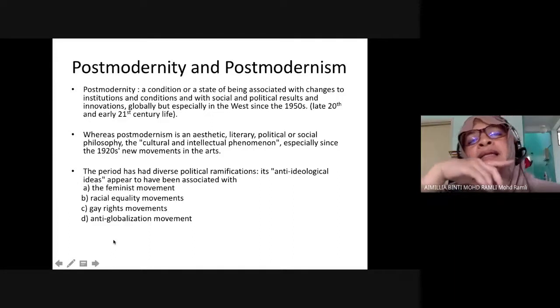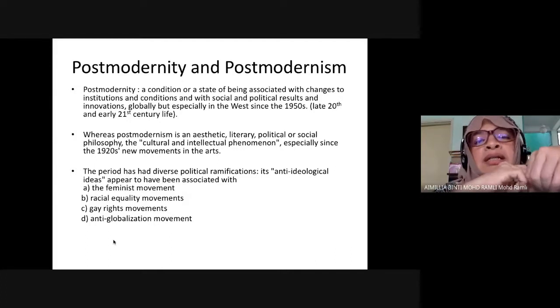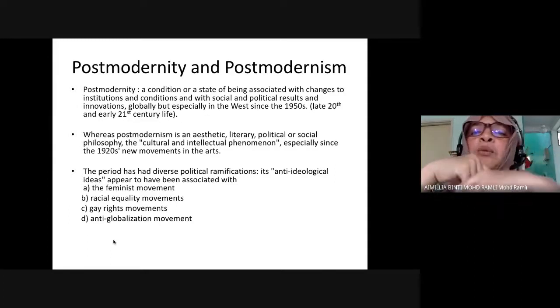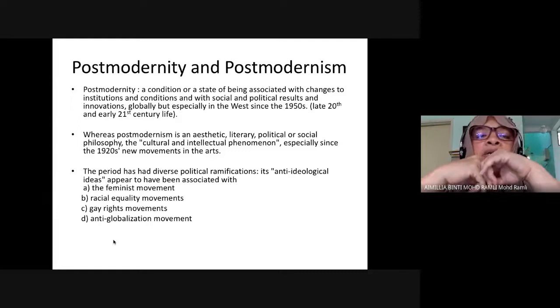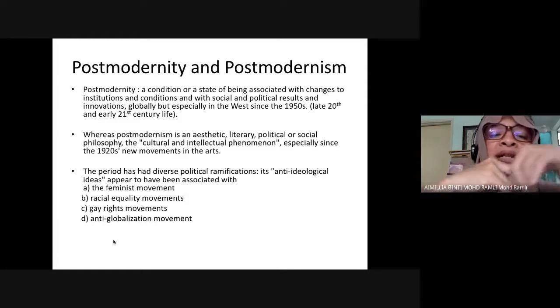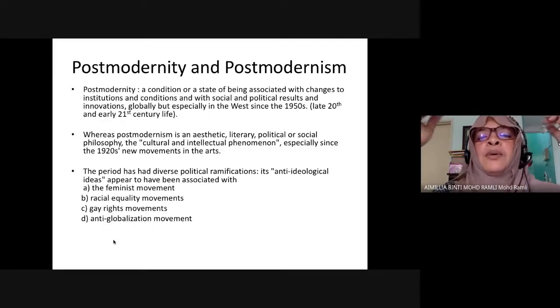So postmodernity itself is a condition or state of being associated with changes to institutions and conditions, and with social and political results and innovations globally, but especially in the West since the 1950s. So this took part in the West in the 1950s. Whereas postmodernism is an aesthetic, literary, political, and social philosophy, a cultural and intellectual phenomenon, especially since the 1920s, with new movements in the arts. So postmodernism is linked to the arts, to literature, to political philosophy, social philosophy, rather than postmodernity, which is a time frame.